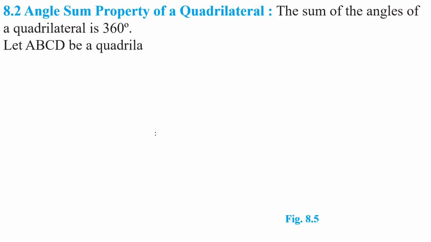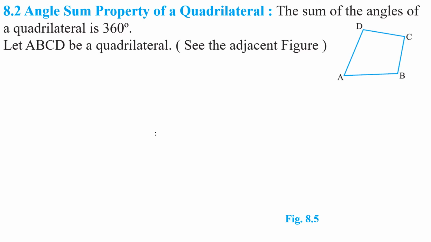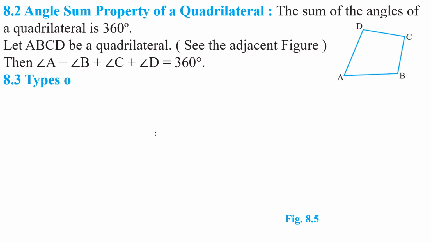Now let us take an example. Let ABCD be a quadrilateral. See the adjacent figure. Here ABCD is a quadrilateral. Okay, my children? Right. Then angle A plus angle B plus angle C plus angle D is equal to 360 degrees. In this quadrilateral, what are the angles? Angle A, angle B, angle C, angle D. These are the four angles of this quadrilateral. Therefore, by the angle sum property of a quadrilateral, we can say that angle A plus angle B plus angle C plus angle D is equal to 360 degrees. Remember this angle sum property of a quadrilateral. Okay, my children? Right. Now come to the third point.